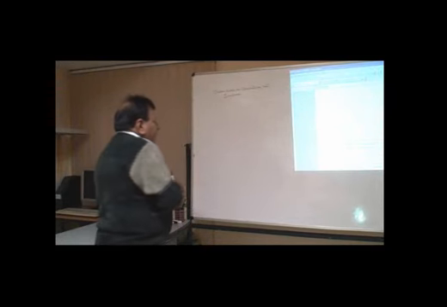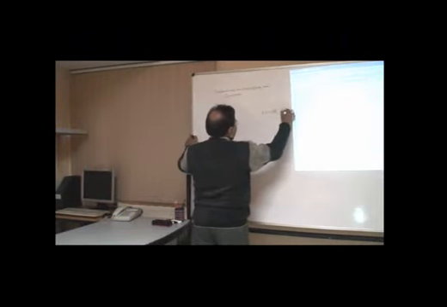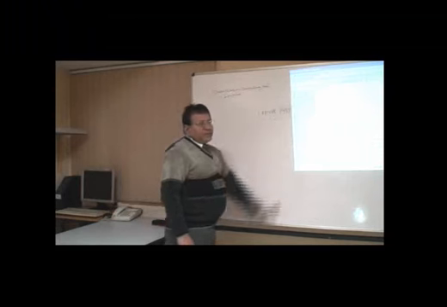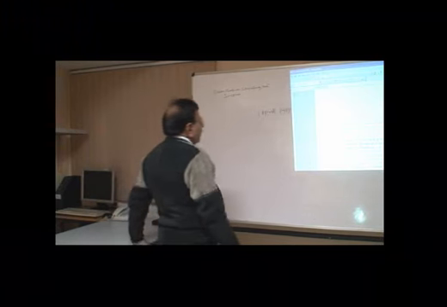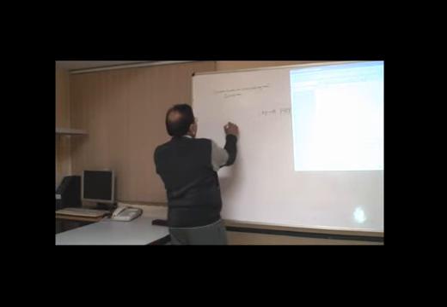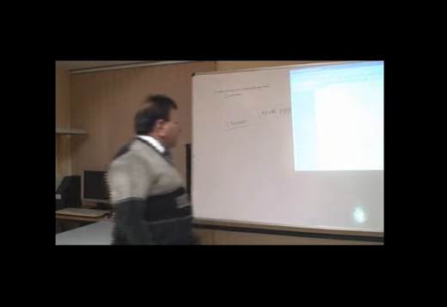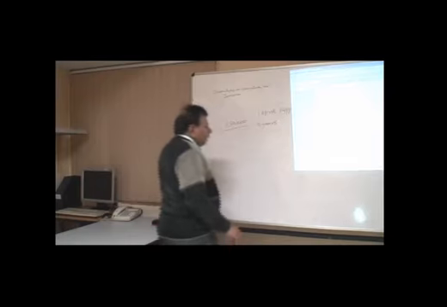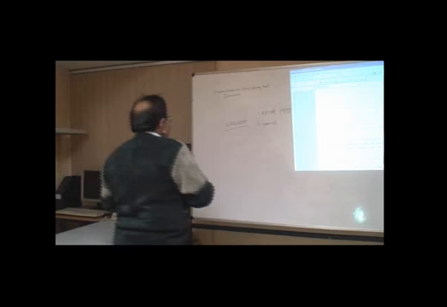First condition is that the said property should have been acquired or constructed by you with borrowed capital on or after 1st April 1999. So if you have taken a loan after 1st April 1999, then the maximum limit allowed as the interest on account of borrowed capital would be 1,50,000. Now one more condition is attached to it. First condition is 1st April 99, and such acquisition or construction should be completed within 3 years from the end of the financial year in which such capital was borrowed.